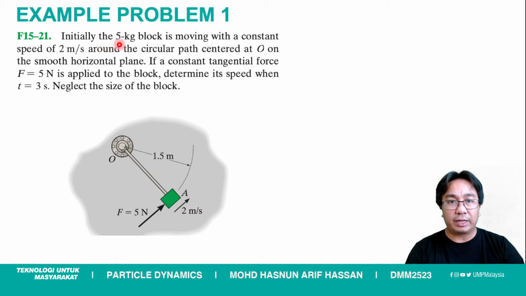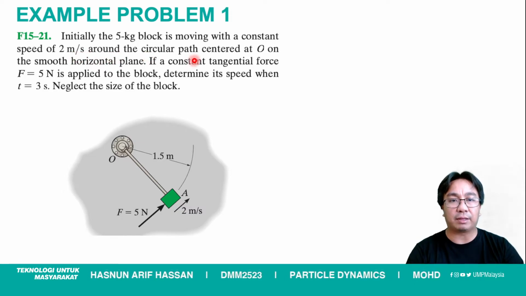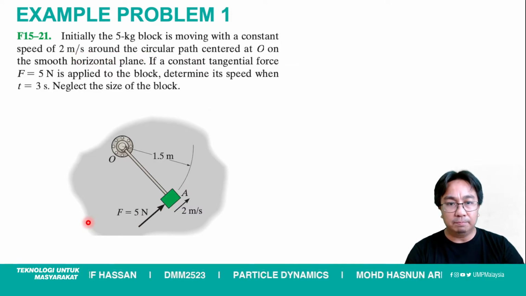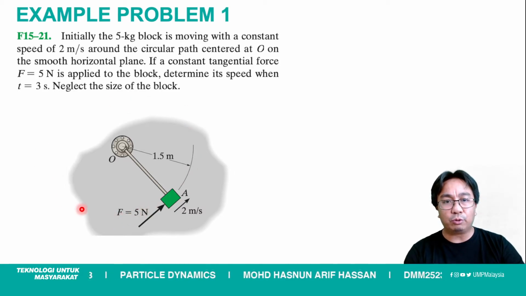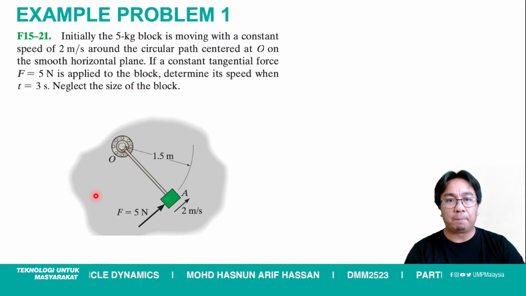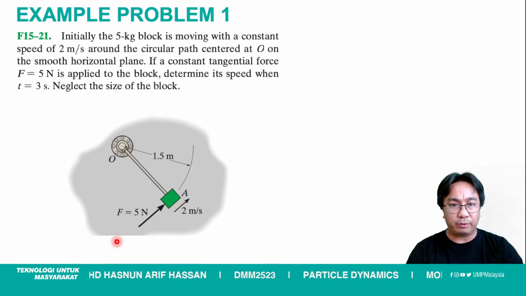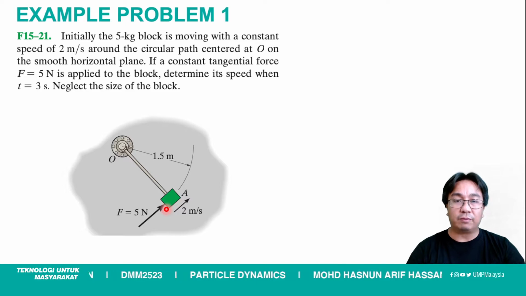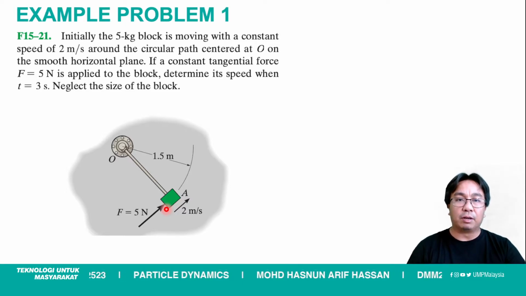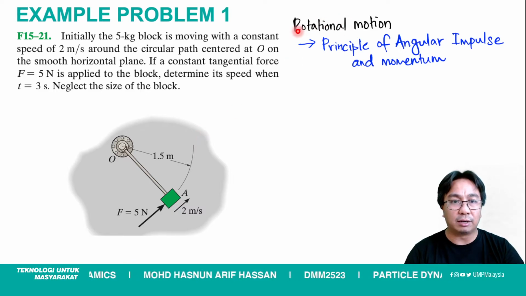Initially, a 5 kg block is moving with a constant speed of 2 meters per second around a circular path. So you can imagine the motion of this box is going to be a circular path at center point O. By looking at this problem, we know that it is better to solve this using the principle of angular impulse and momentum, because this involves rotational motion.